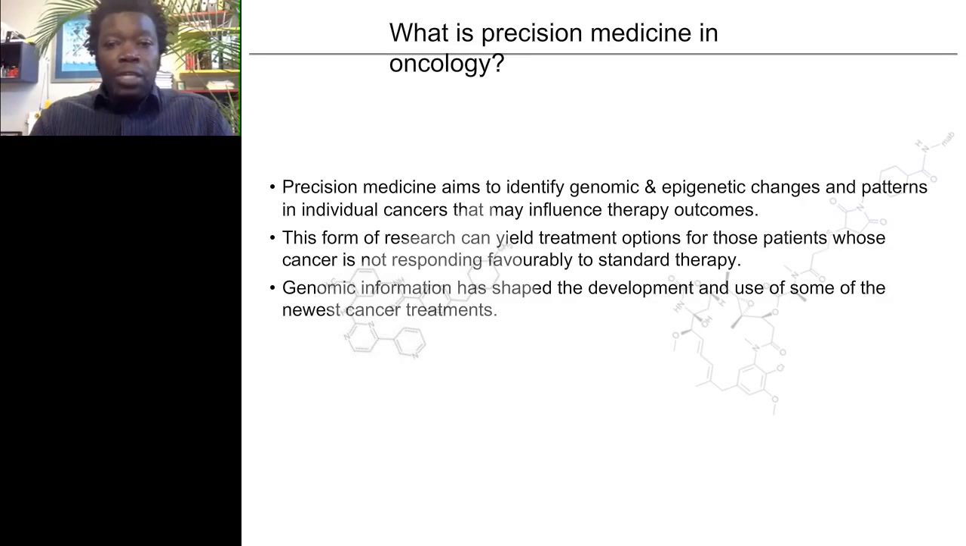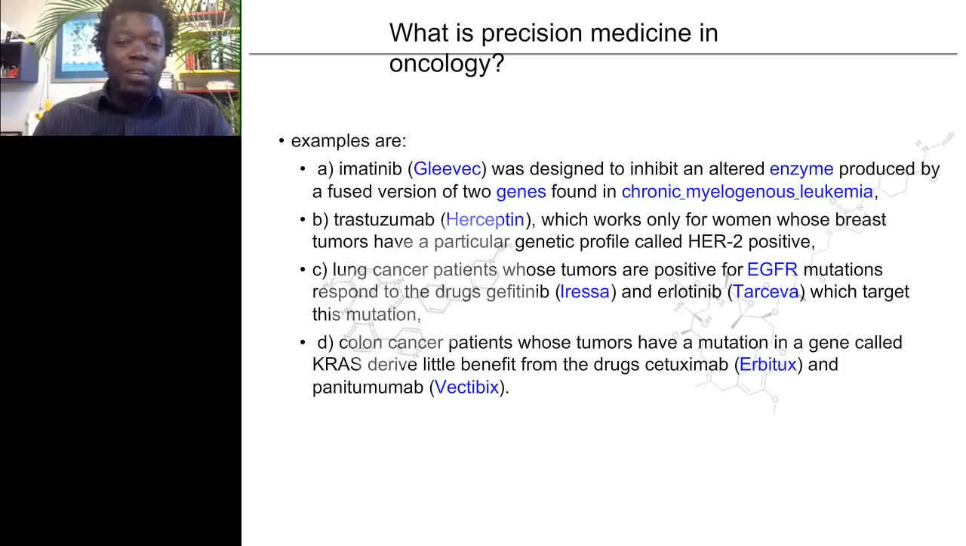Really what it does is aim to identify the genomic and epigenetic changes and patterns in individuals that may influence therapeutic outcomes. And this type of research can really broaden the number of treatment options for patients whose cancer is not responding to standard therapy. One of the really important technologies that has brought about precision medicine is genomic information, and that has shaped the development and use of some of the newest cancer treatments, but it has also enabled the stratification of cancer patients into appropriate drugs that could be used to precisely treat specific variants that are associated with specific tumors.